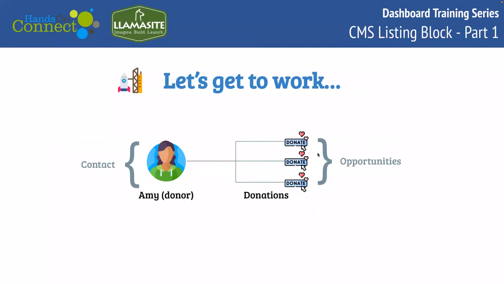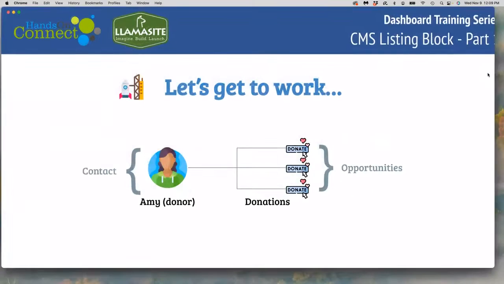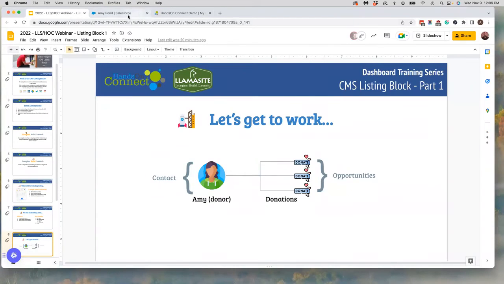So let's get to work. We're going to build this live. And so this is our use case. So we have a donor. We're going to call her Amy, who's made several donations over the year. And now we want to be able to give her a place that she can log in and see her donations, see if she's pledged anything, and if she has to be able to go ahead and pay those. So let me get out of the presentation here.